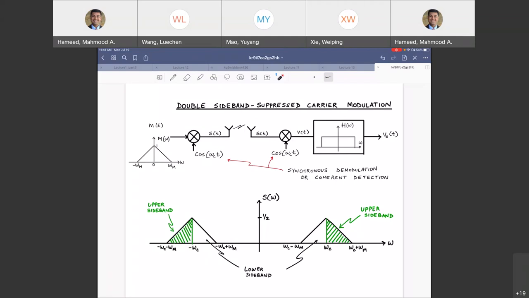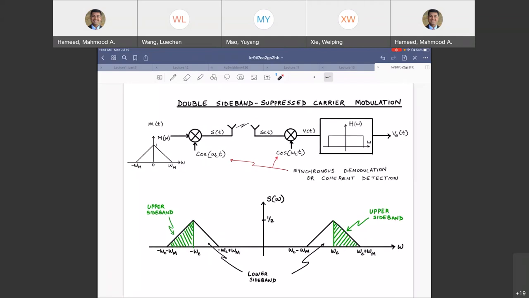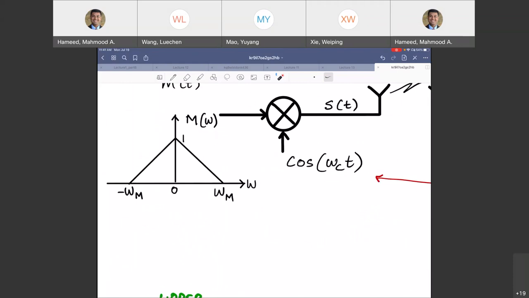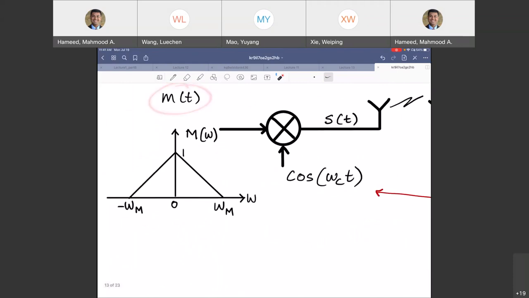What is double sideband? Well, if m of t is a message signal, and if m of t is real, what can you say about the Fourier transform of m of t? What can you say about M of omega? Symmetry. What type of symmetry? Hermitian symmetry, conjugate symmetry. Conjugate symmetry means if it's real, then this is going to be the same as this. It is exactly the same information. I just have two copies of it.